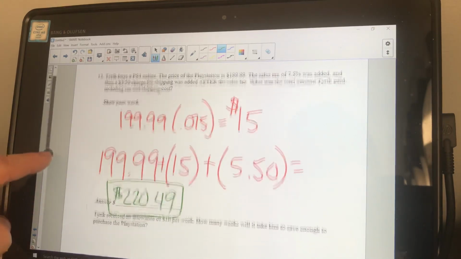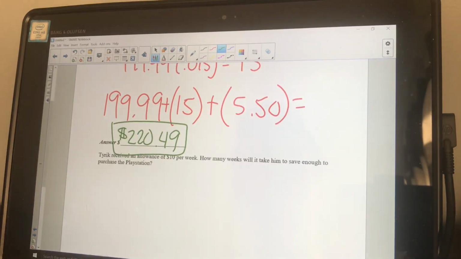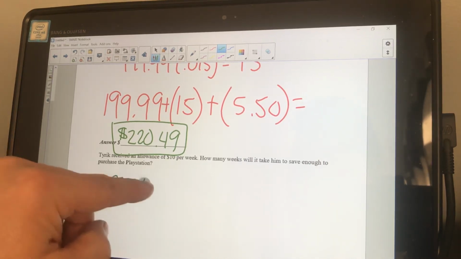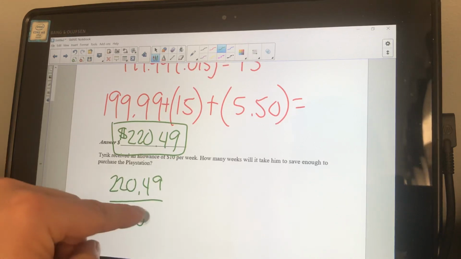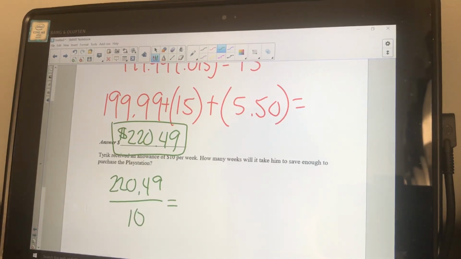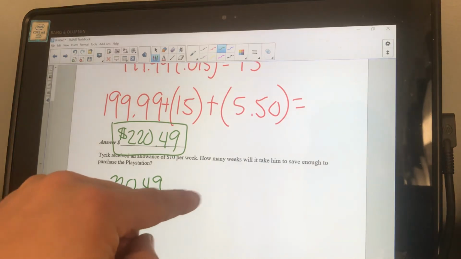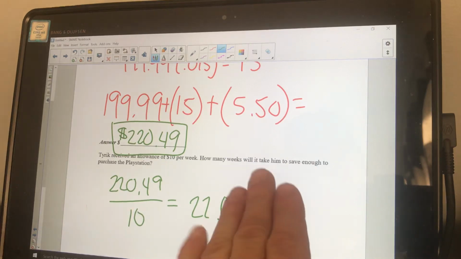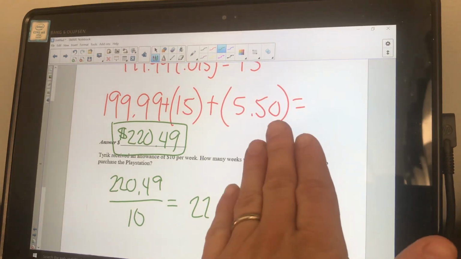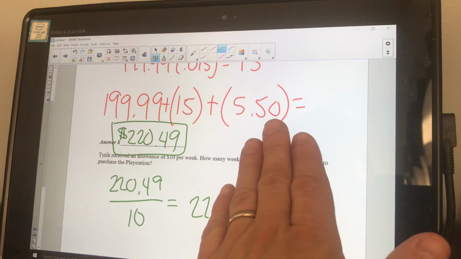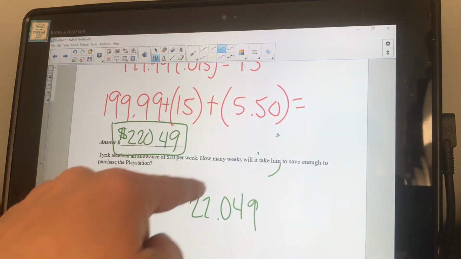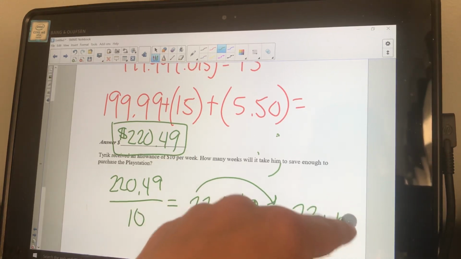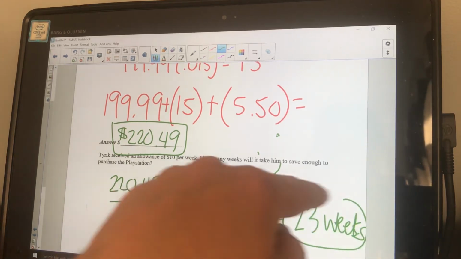Okay. Tyreek received an allowance of $10 per week. How many weeks does it take him to save enough? 220.49 divided by 10, because he gets $10 per week. Now, it ends up being 22.049. If he just goes for 22, right? If he just does 22 weeks, he doesn't have enough money yet. So we have to bump that up to a total of 23 weeks, because 22 weeks wouldn't have been enough.